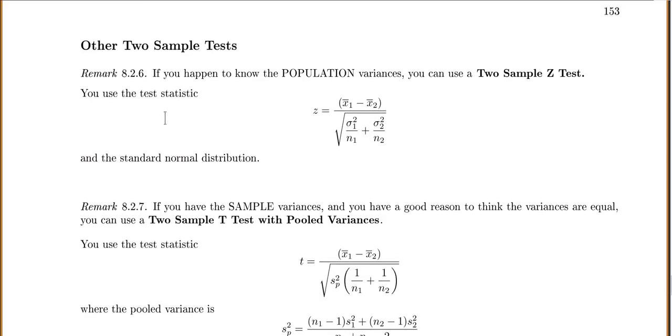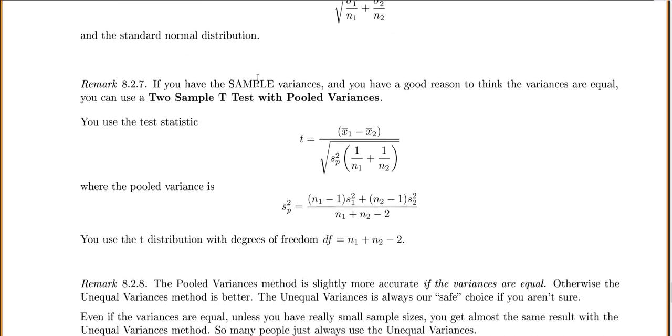And just one last note, there are other two-sample tests that you can do, but they rarely actually come about in practice. The first one, if you happen to know the population variances, you can use the two-sample z-test. But when do we ever know the population variances? There's a few examples where you can say, I think this is what the population variance is, but that's so rare that you almost never use it. If you did, though, this would be our test statistic. You'll do the difference in the sample means, divide by the square root of the variances over sample sizes added together, and you'll use the standard normal distribution, or the z-distribution.